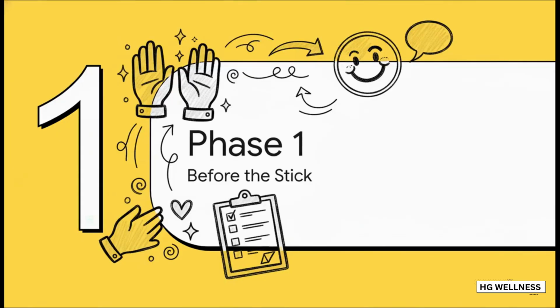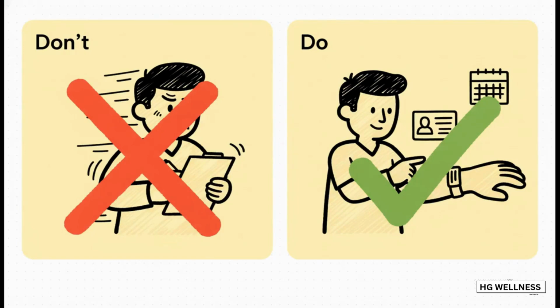So that brings us to phase 1, before the stick. This is all about patient interaction and preparation. And let me tell you, mastering these steps is absolutely 100% non-negotiable. And here it is, the big one. Improper patient identification. This is one of the most serious and yet most preventable mistakes in all of healthcare. Rushing is your enemy here.